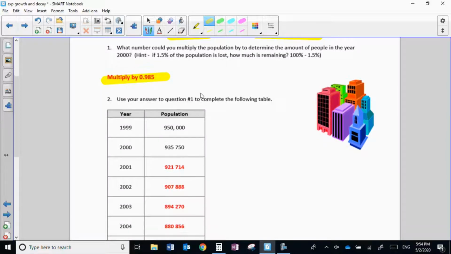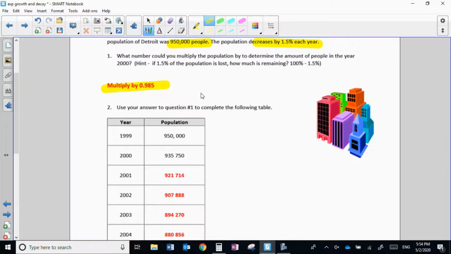Why does that work? Well, look at it this way. If I take 100% and I subtract 1.5%, I get 98.5%. That's the population, or the amount of people that actually stay in Detroit. Kind of an optimistic way of looking at it. So each year, there's 98.5% of the previous year's population still there. And so a number like 935,750 is really just 950,000 times 0.985 to the power of 1, or just 0.985.